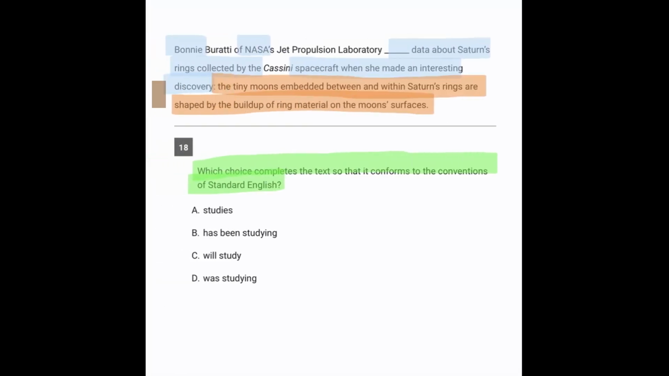The blue part is an independent clause. The orange part is something describing the blue part. But kind of seeing the overall shape of this whole thing makes it more obvious of how the story was being told. This person was in the process of studying the data when she made that discovery. And here's the discovery. So present tense wouldn't work. Future tense wouldn't work. And D sounds really good. But let's talk about why we would use the word has in this situation.